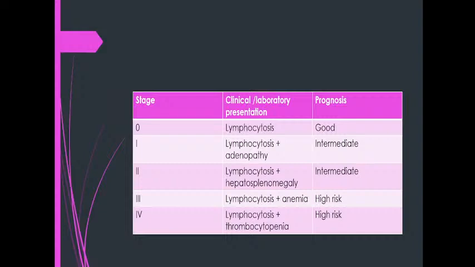So aside from adenopathy, if there's hepatosplenomegaly, that patient is at stage 2. If the patient suffers from all of the previously mentioned symptoms plus anemia, that's stage 3. Now, the last one that's going to be affected is, of course, your platelets. So everything that I mentioned before plus thrombocytopenia, that is stage 4.